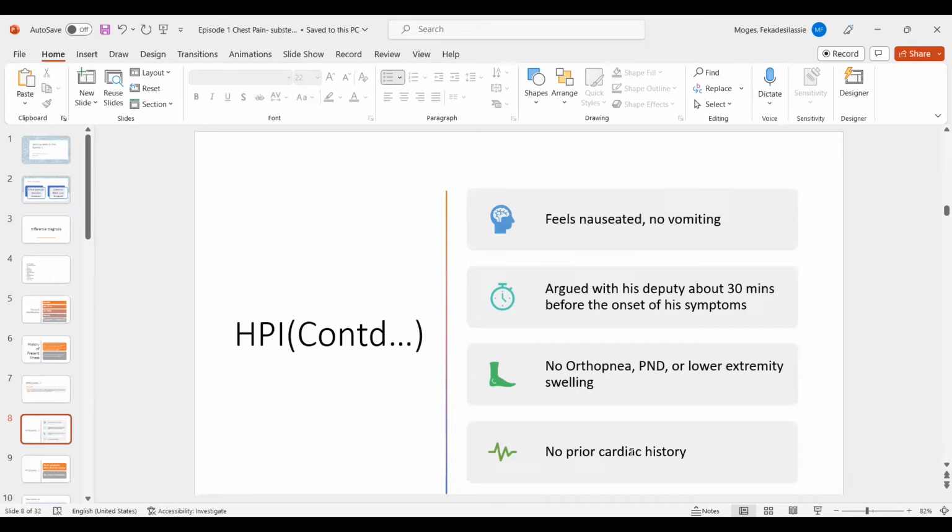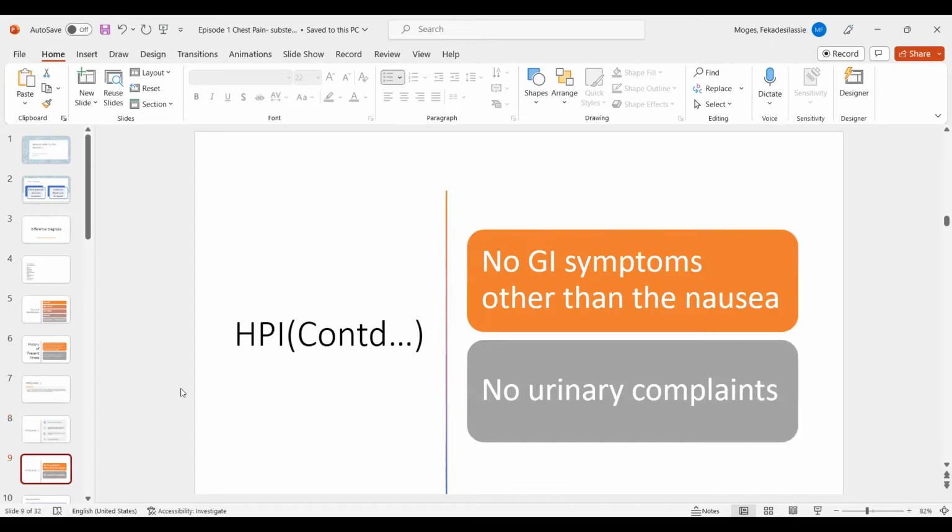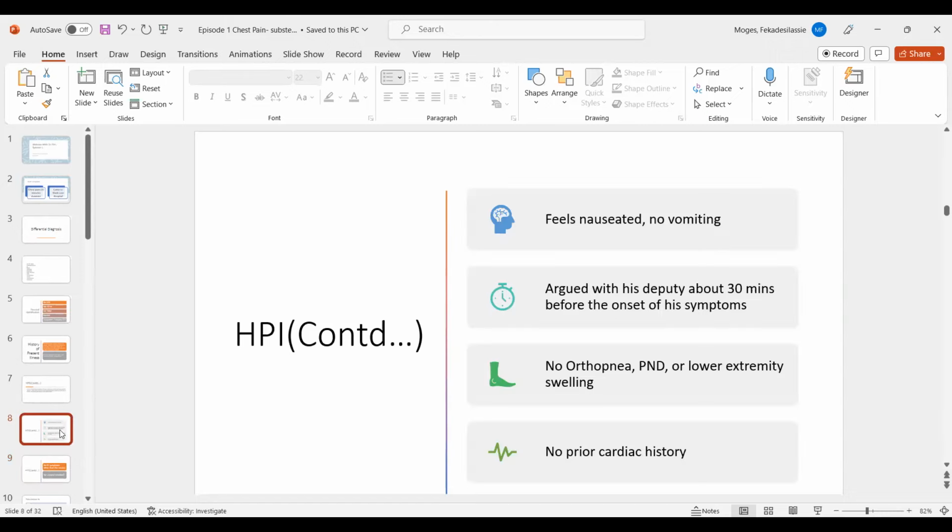No prior cardiac history. Okay. Except that I had those pains coming and going, relieved by rest and worsened by exercise. Okay. What else do you want to include in this patient's history? What other systems do you think are relevant and you want to focus on in doing the review of systems?